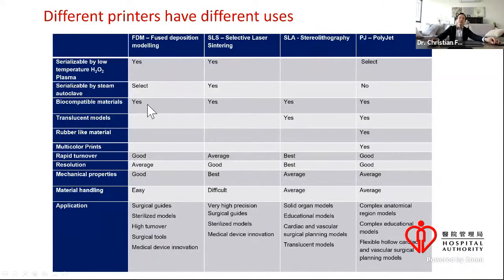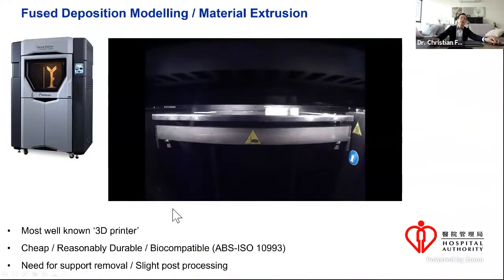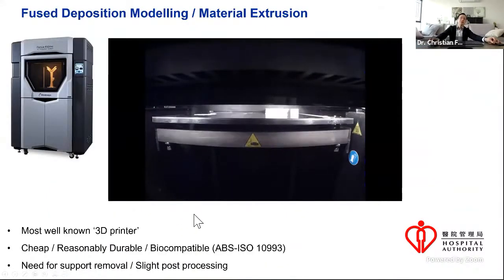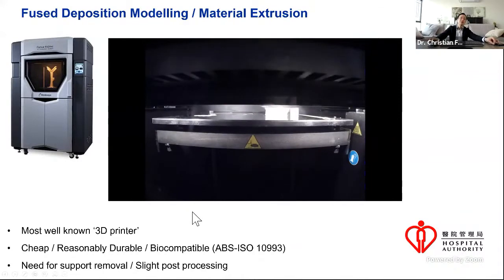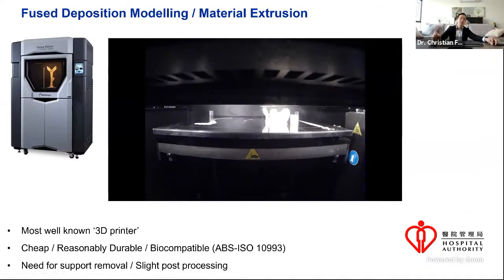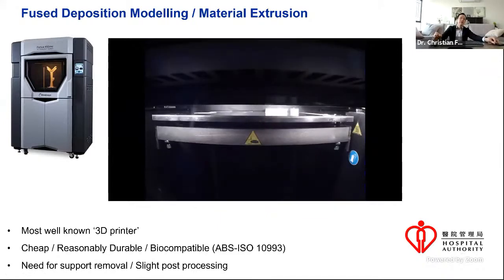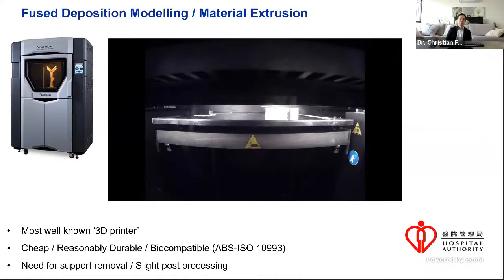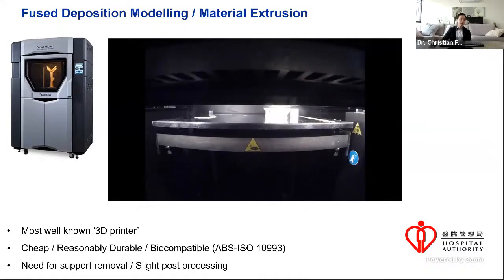This is a very busy table, but I just want to highlight each of the 4 printers. They have some pros and cons. So now I'll move on. The first type of machine that we use, this is the commonly known 3D printer. Layer by layer, there's a heat extrusion. And then this is cheap, reasonably durable, and some of the materials are certified biocompatible, according to ISO.